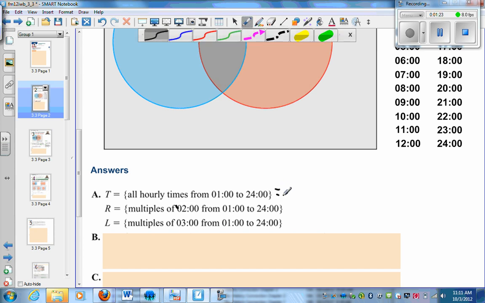We could have written it in set notation, where we have squirrely brackets. We could have written 1 o'clock, 2 o'clock, and just kept writing all the way up to 23 o'clock and 24 o'clock.